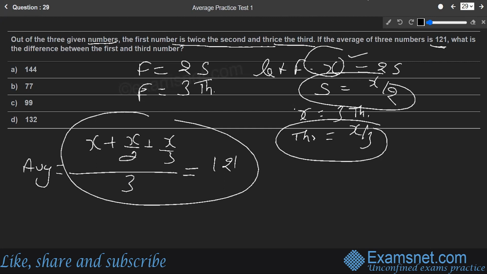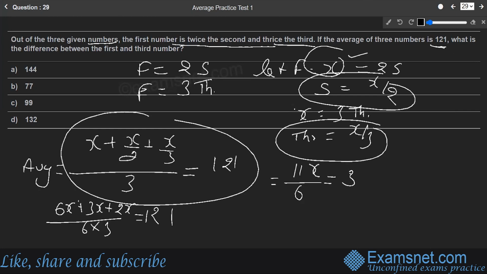If we add the numerator first together, 2 and 3, 6 becomes the LCM. So it's going to be 6x plus 3x plus 2x divided by 6 into 3, equal to 121. If we solve this further, this comes out to be 11x by 6 equal to 121 into 3, that is 363. If we solve this further, 11 can cut 36, 11 threes are 33, so the x value comes out to be 33 into 6, that is nothing but 198.